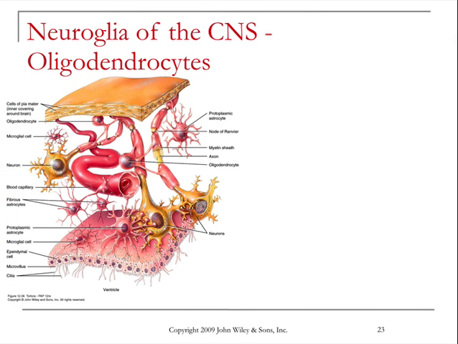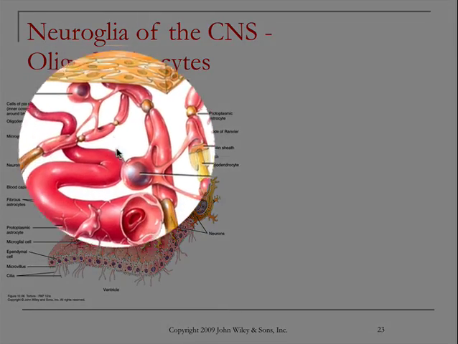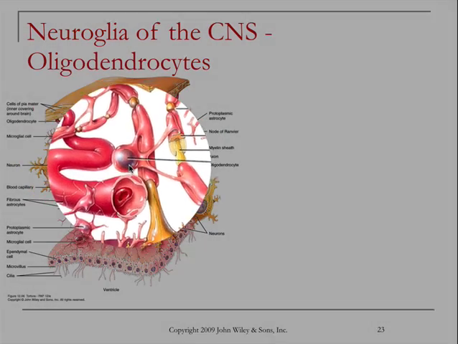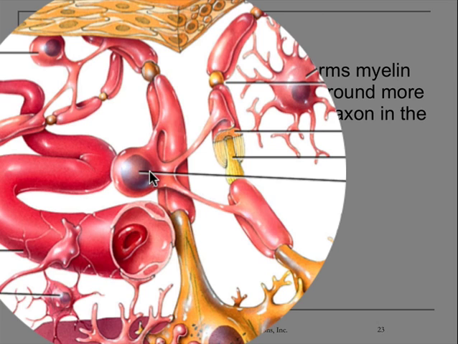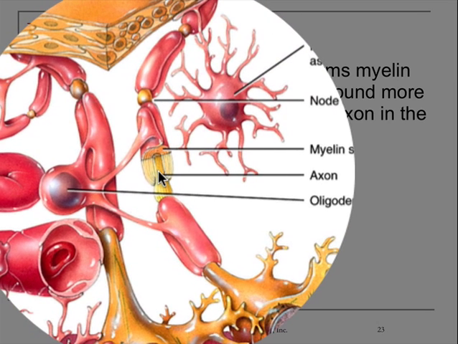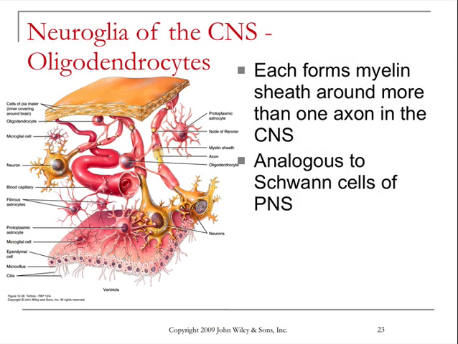Let's take a look first at oligodendrocytes. You can see an oligodendrocyte shown here. As we can see in this diagram, each oligodendrocyte forms a myelin sheath around more than one axon in the central nervous system. We'll talk more about these myelin sheaths, but as you can see, they are wrappings that are found around some axons. Oligodendrocytes are analogous to Schwann cells in the peripheral nervous system, and what this means is that Schwann cells likewise can produce myelin sheaths around axons.